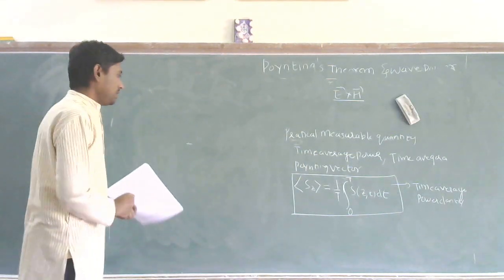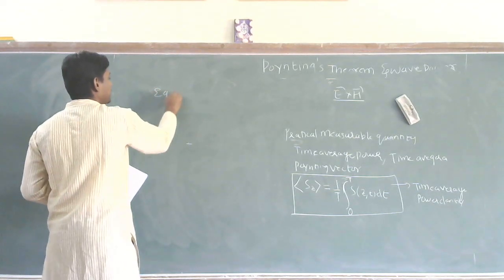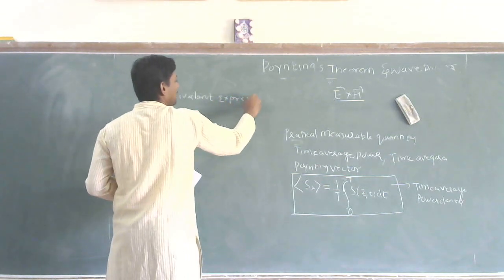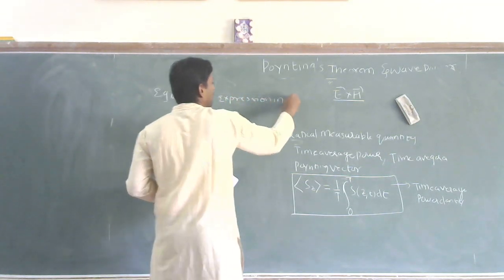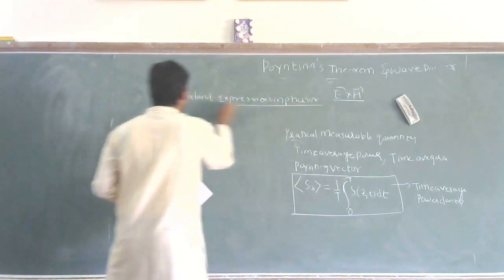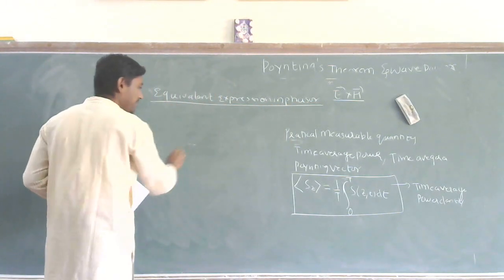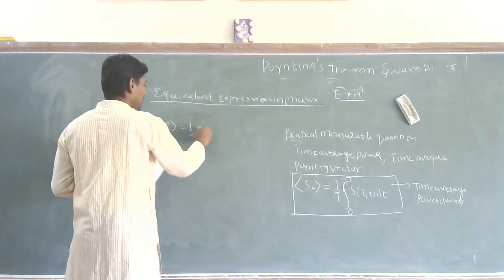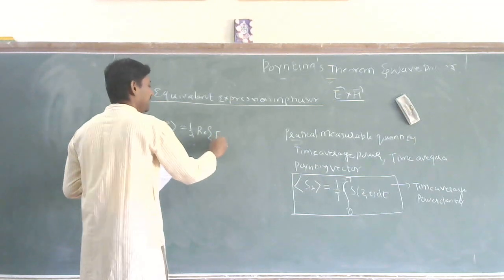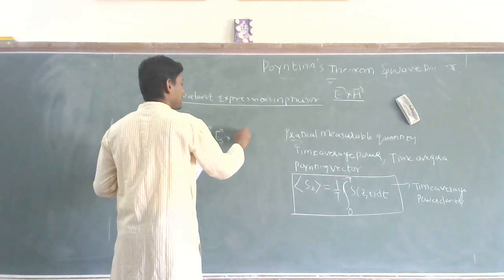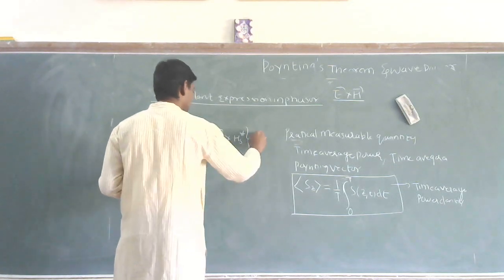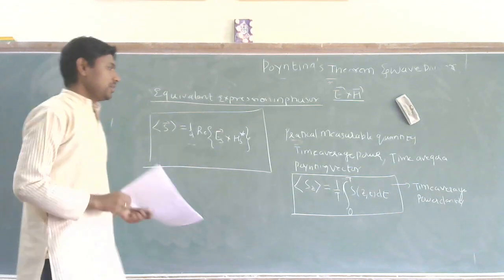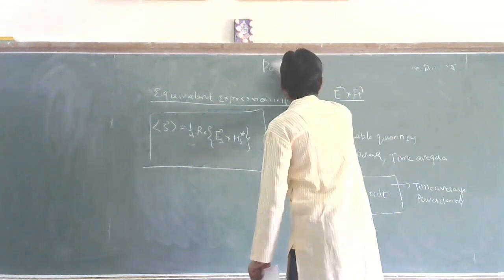This particular thing has an equivalent expression in phasor form. This was working in the time domain. We can work more easily in the phasor domain, where it is given as 1 by 2 real part of Es cross Hs conjugate. This is also the time average power density in phasor form.